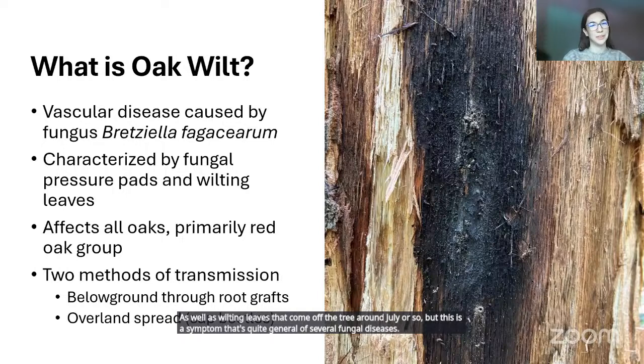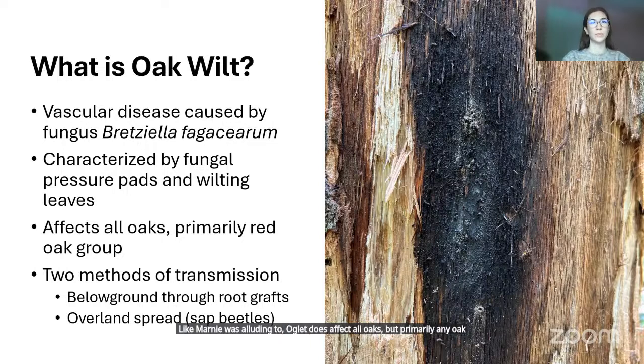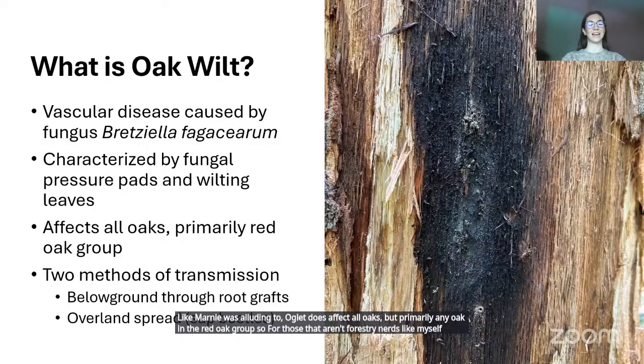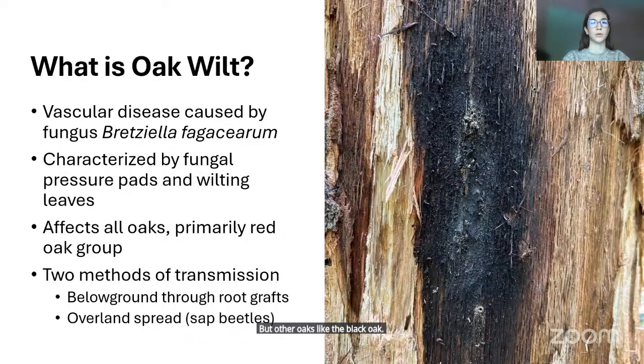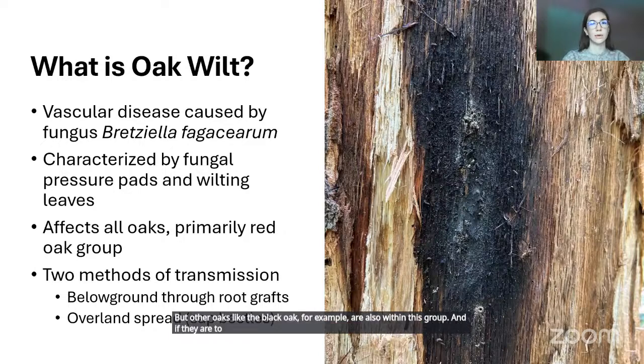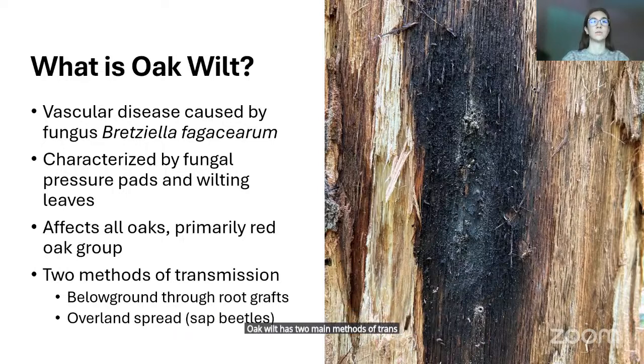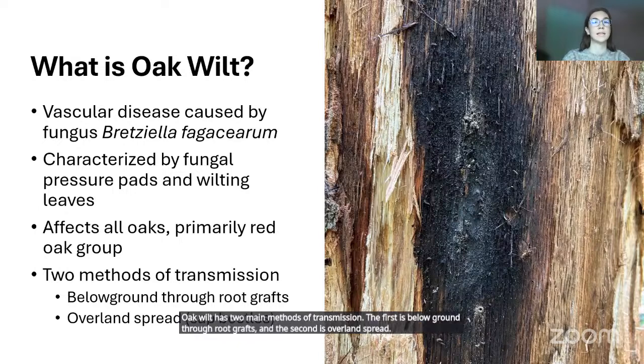Like Marnie was alluding to, oak wilt does affect all oaks, but primarily any oak in the red oak group. So for those that aren't forestry nerds like myself, that's any red oak with a pointed lobe in its leaf. So I personally first think of the northern red oak, but other oaks like the black oak, for example, are also within this group. And if they are to contract oak wilt, they will die within 1 year. Oak wilt has two main methods of transmission. The first is below ground through root grafts, and the second is overland spread, where this disease is vectored by sap beetles in the family Nitidulidae.